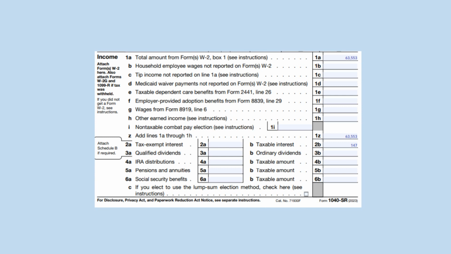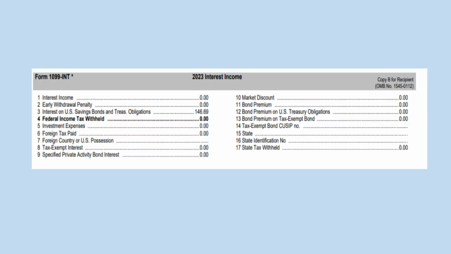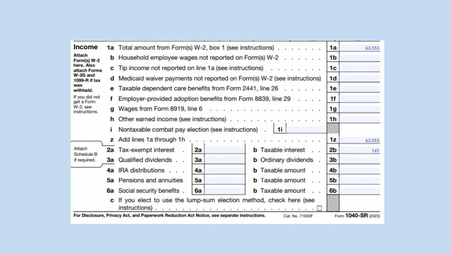In our example, you also had interest income on U.S. savings bonds. You can find this information on the Form 1099-INT that your brokerage firm sent you. In our example, the interest is $147. Place that amount on line 2B and total all of your income up on line 9.